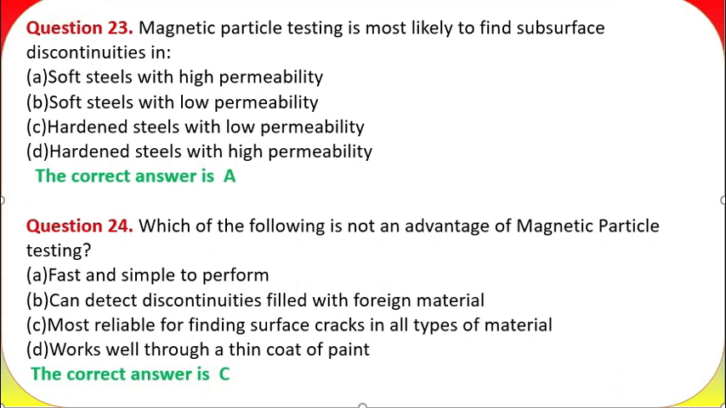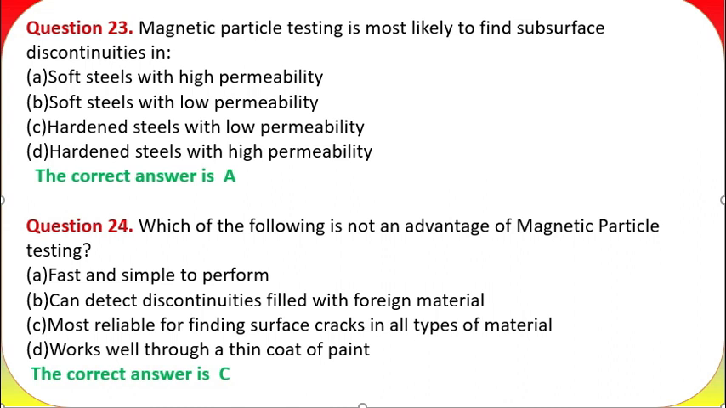Question 23. Magnetic particle testing is most likely to find subsurface discontinuities in: A. Soft steels with high permeability. B. Soft steels with low permeability. C. Hardened steels with low permeability. D. Hardened steels with high permeability. The correct answer is A.